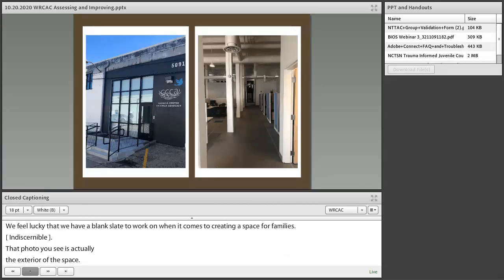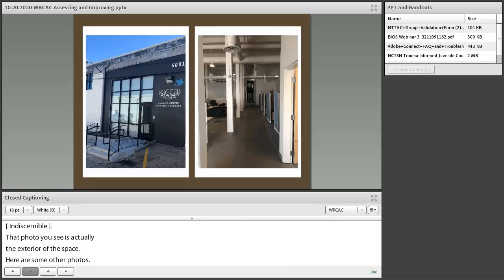So here are a couple other photos. Once you get onto the campus, you have to wind down some rows and you find our space. You'll see the exterior and the lobby. That's where our families will come in. It's a secured door, so we have to know that they're coming and we buzz them in, and we have someone up in the front lobby at all times to welcome folks.